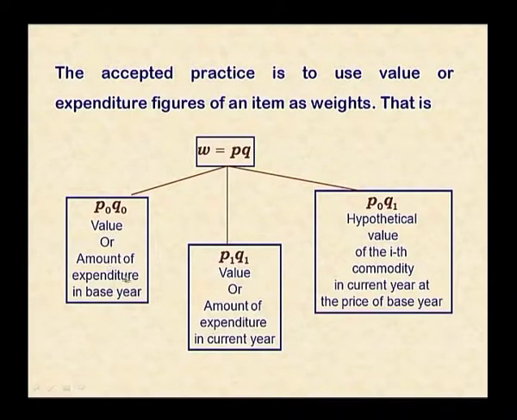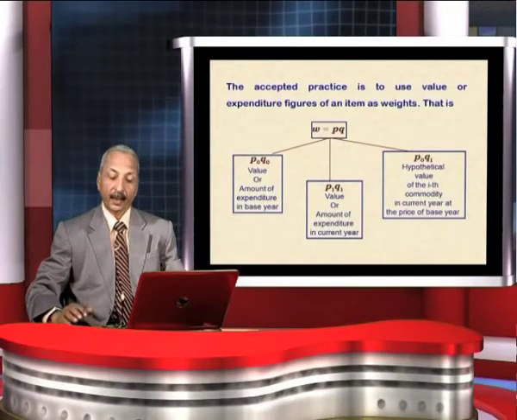that is, this gives the value or amount of expenditure in the base year, or we can take W as the product of P1 Q1, that is, value or amount of expenditure in the current year. Also, the value of W can be taken as P0 times Q1, or in particular for the ith item it will be P0i times Q1i. It is the hypothetical value of the ith commodity in the current year at the price of the base year.